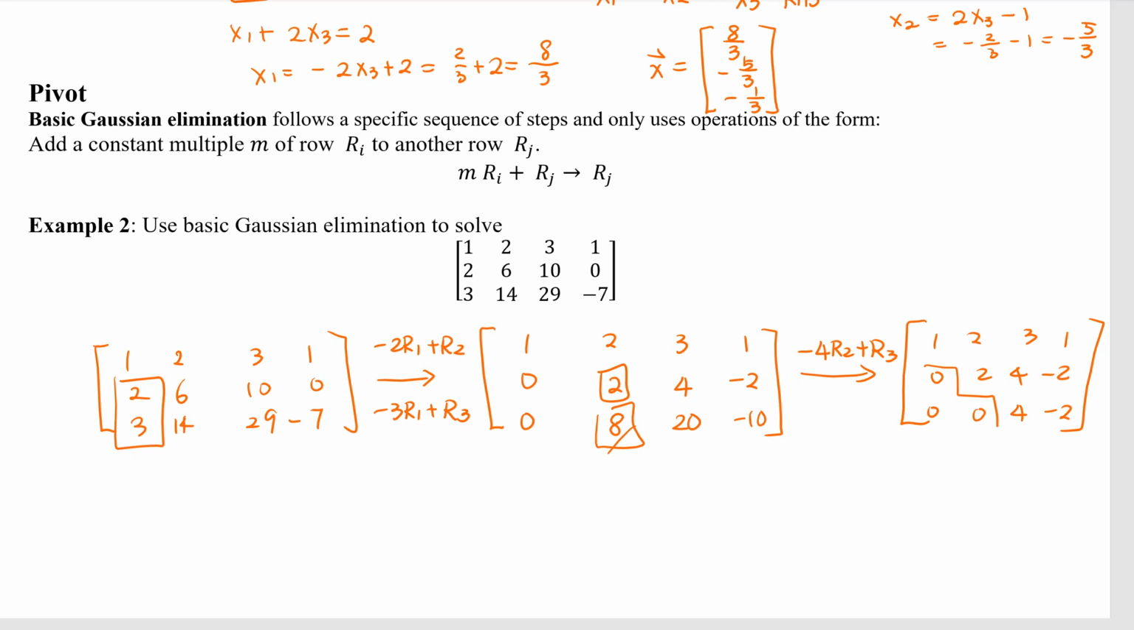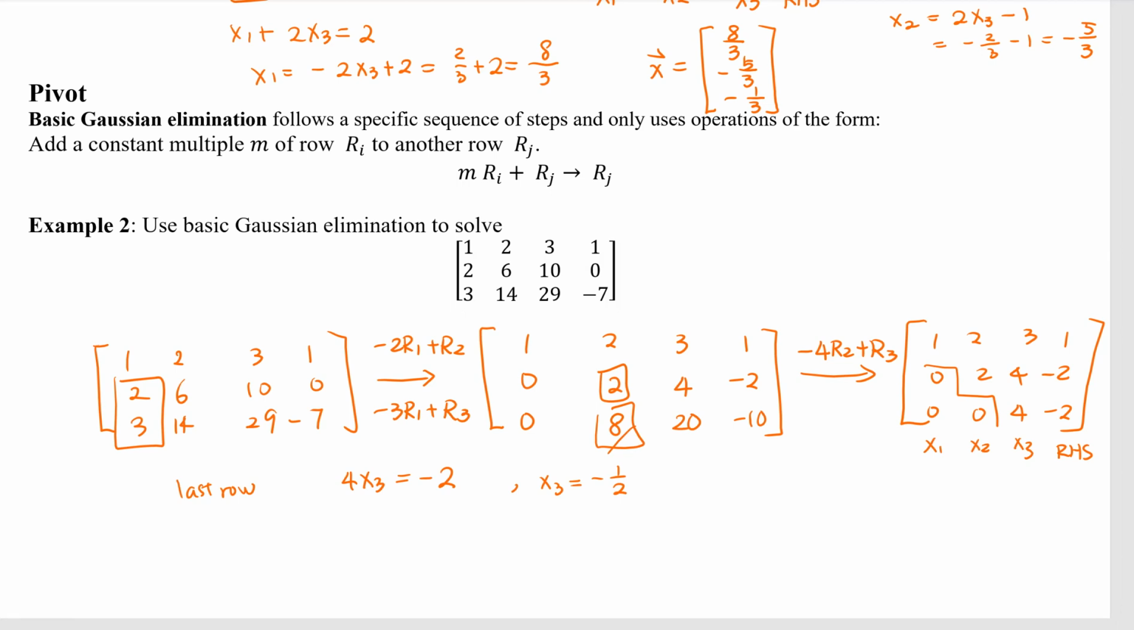Okay, and then the first column corresponds to the coefficient of x1, the second column corresponds to the coefficient of x2, the third column corresponds to the coefficients of x3, and the last column is the right hand side. Then the last row tells us that 4x3 equals negative 2. Right? And then what is x3? Well, negative 2 over 4 is negative 1/2.